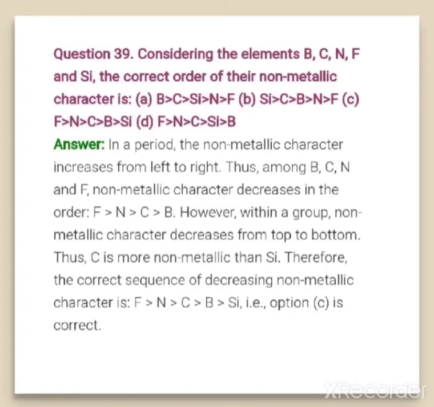So this is the method of doing this type of problem. Whichever elements are given, first you write down the sequence of elements in the periodic table and mark the elements which are given to us. For metallic character, extreme left and bottom is more metallic. For non-metallic character, extreme right and top is more non-metallic. On the basis of the position of these elements, you have to identify the correct sequence.